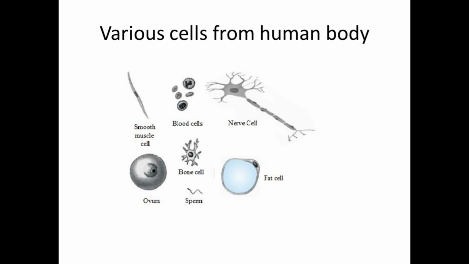Now we can see the various cells from the human body itself. Each and every cell will be having different shapes, not the same. Nerve cell is the longest cell in the human body. Ovum is the largest cell in the human body. Sperm cell is the smallest. And we can see there are cells with different shapes.